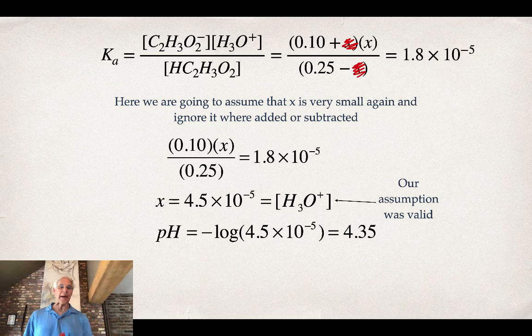We said if we added some of the conjugate base, some acetate ion, that the reaction would shift towards the reactant side and that the pH should go up. And we were at 2.67, we're now at 4.35, so our pH did in fact go up.